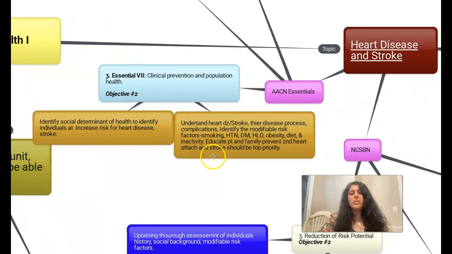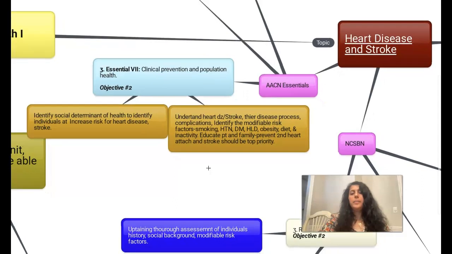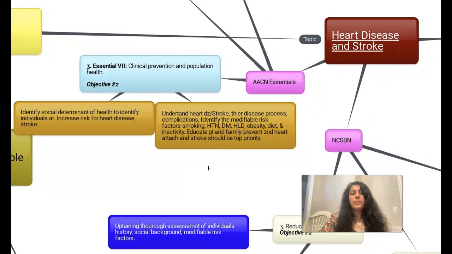The other thing is that students will be able to understand heart disease and stroke, their disease process and complications, identify the most modifiable risk factors, like smoking, hypertension, diabetes, hyperlipidemia, obesity, diet, and activity, and educate the patient and family. Preventing that second heart attack or second stroke is the top priority.